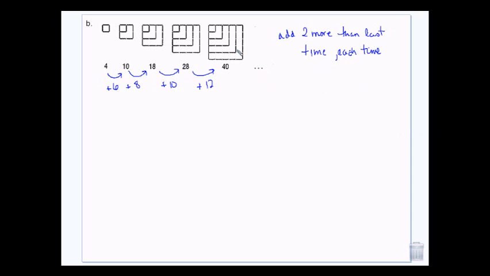Now, I don't need you to draw this box, but if I were going to create the next box in the sequence, how many would I have to add to it? So I'm going to create a box with 54 dashes.